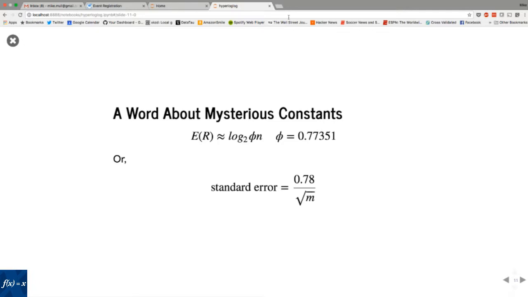So in the case of the estimate of the expected value in probabilistic counting, there's this phi value of 0.77351, and later on, you get this estimate of the standard error of the algorithm, which is 0.78 over the square root of m. Both of those come from really complicated formulas, which I won't put up here. I'll show you the HyperLogLog version of it later, but I didn't think this was important enough to explain in too much detail.